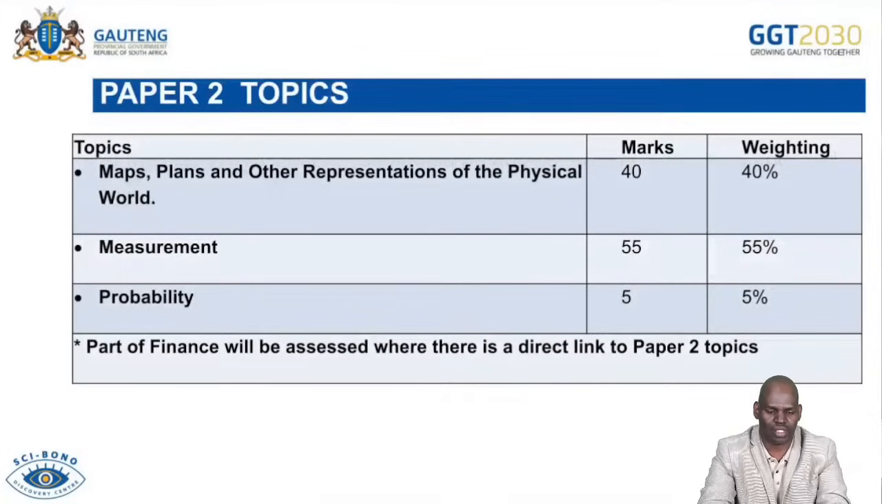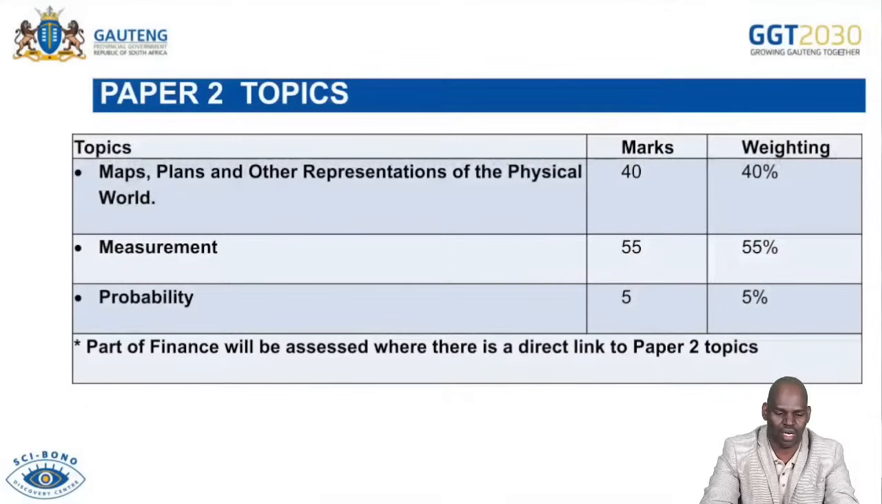We've got maps and plans and other representations of the physical world. Boys and girls, you might have seen this in paper one and also in paper two. In paper one, you always get an easier topic. The same thing in paper two. I usually don't like to say the topics are very difficult; we just say they are very challenging. So in paper two, you've got a challenging topic, but you also have an easier topic, like maps and plans.